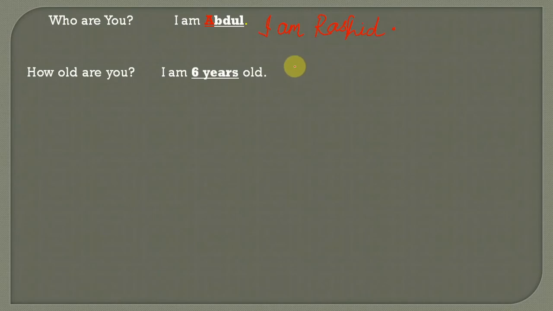But if you're not 6 years old, you are 7 years old, then you may write I am 7 years old. If you're 8 years old, then you may write here, I am 8 years old. If you're 5 years old, then you may write, I am 5 years old. How old are you? I'm 6 years old. Let me show you the next question.